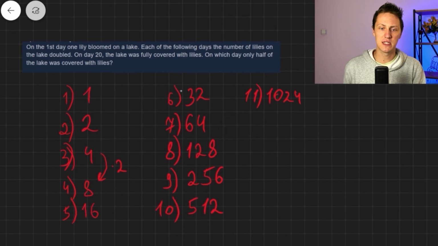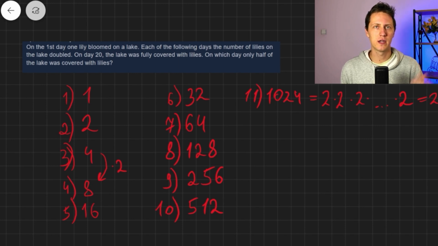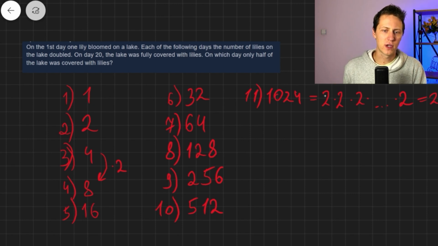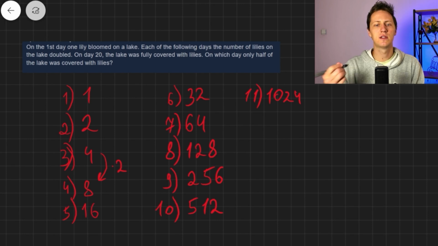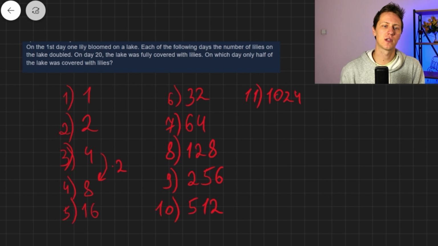Like it is 2 by 2 by 2 by 2 multiplied 10 times. If you're familiar with powers, you can just say that it is like 2 to the power of 10, but actually this task is more about general reasoning. It's not about counting at all. I mean, you have to count the number of lilies that is going to be there on the 20th day just to understand on which day half of the lake was covered with lilies.